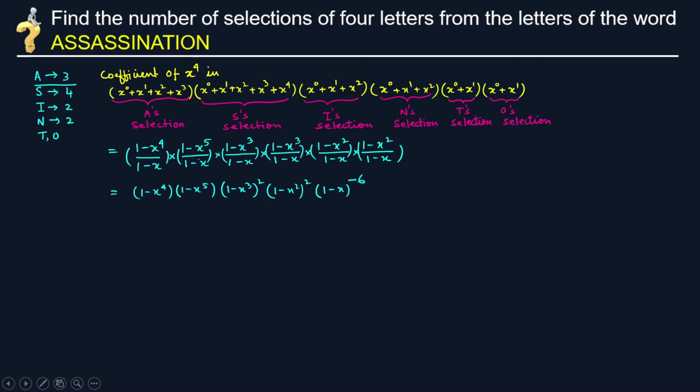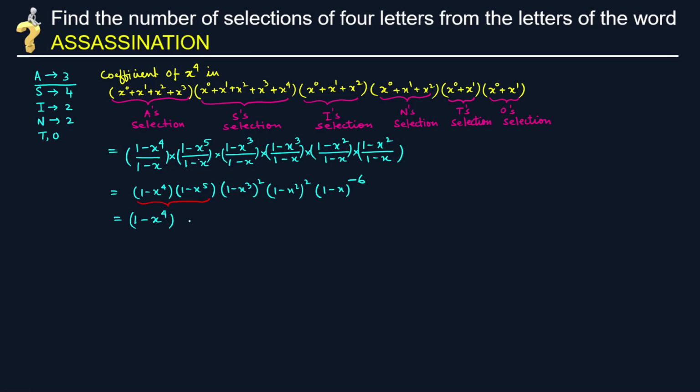You should understand this. We have to find out the coefficient of x to the power 4. And that is exactly what will give us the number of selections of 4 letters from this word, assassination, right? So now, let me just multiply these 2 terms to get 1 minus x to the power 4.